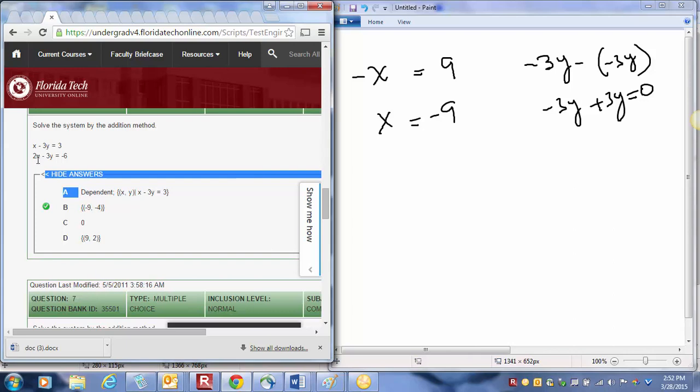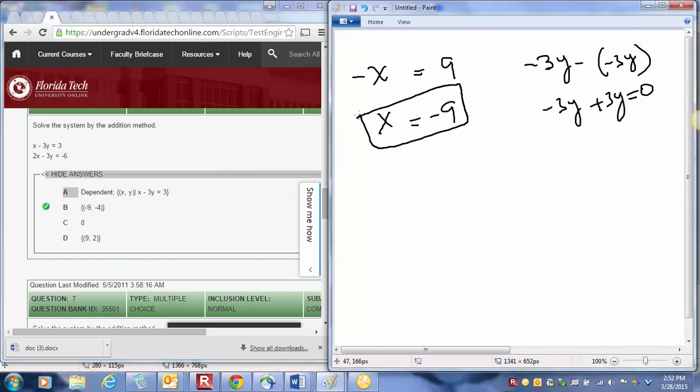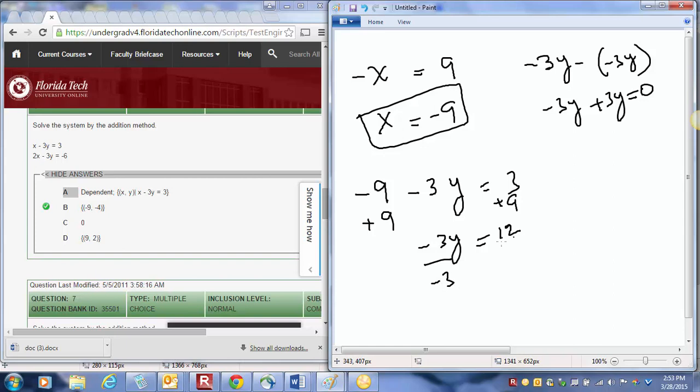X minus 2x would be negative x. 3 minus negative 6 would be 3 plus 6, and that would give me 9. Multiply both sides by negative 1, you get x equals negative 9. Now go back and substitute to get the y. So you have negative 9 minus 3 times y equals 3. So negative 3y, add 9 to both sides. That would be 12. Divide both sides by negative 3. Y equals negative 4. So x is negative 9 and y is negative 4 is the final answer, and that would be A.